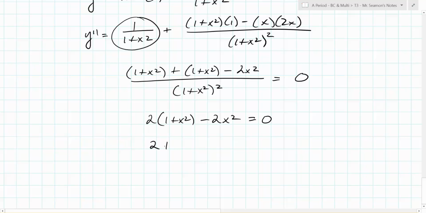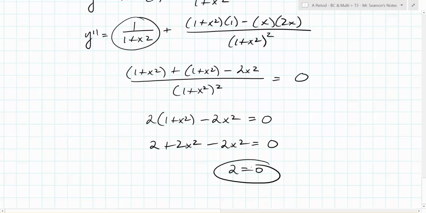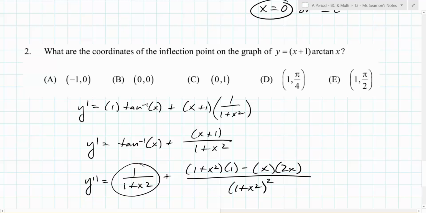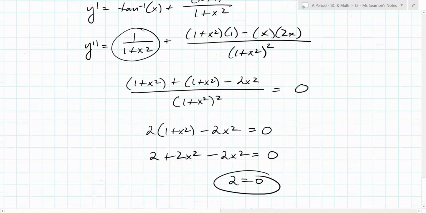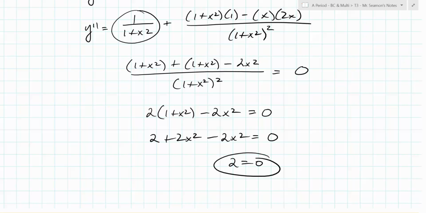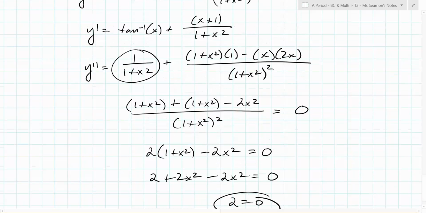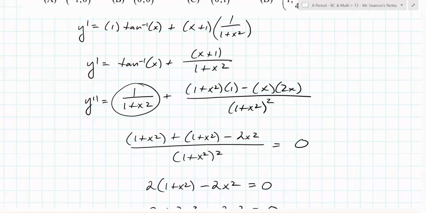So you have 2 plus 2x squared minus 2x squared is equal to what? 0. So we have 2 is equal to 0. So either we've done the algebra wrong or what? No, you did the algebra wrong. I did? What did I do wrong? Where's your x plus 1 in your quotient? Oh, where did I get it wrong? Because you have an x, but you don't have your x plus 1.